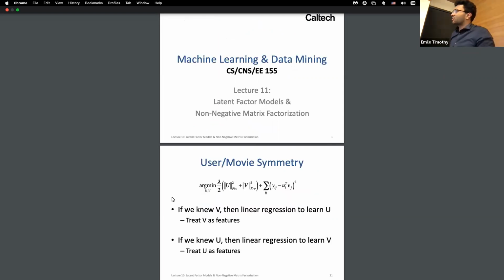And then we spoke about latent factor models and non-negative matrix factorization, where the problem was: if you have a data set, Yij, and for any fixed lambda that parameterizes the problem, what is the minimum over U and V of lambda over 2 times the Frobenius norm of U squared plus the Frobenius norm of V squared plus the sum over ij of Yij minus U transpose Vj squared? And we said that if we knew V, then we could just use linear regression to learn U, where we treat V as features. But on the other hand, if we knew U, then we could also use linear regression to learn V, where we could use U as features.